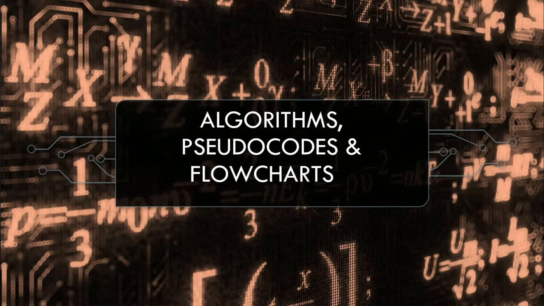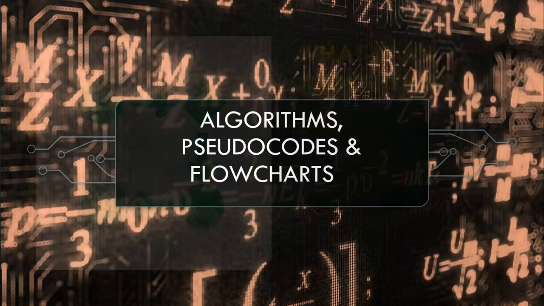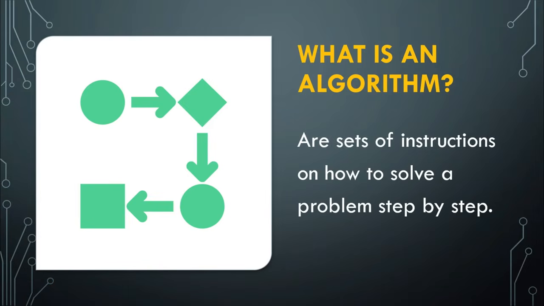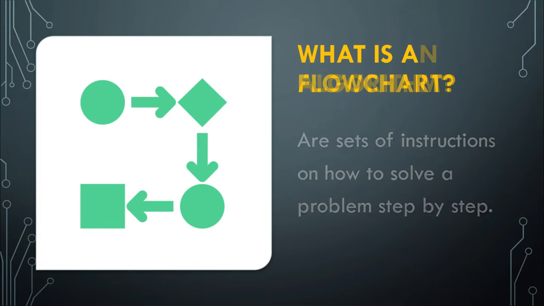Okay, so umpisa na natin, i-define na natin what is an algorithm. An algorithm is a set of instructions on how to solve a problem step by step. So just in case nabigyan kayo ng teacher nyo, ang algorithm is like parang sentence lang siya actually on how to solve a problem step by step. Mamaya magbibigay ako ng example para mas maintindihan niya.